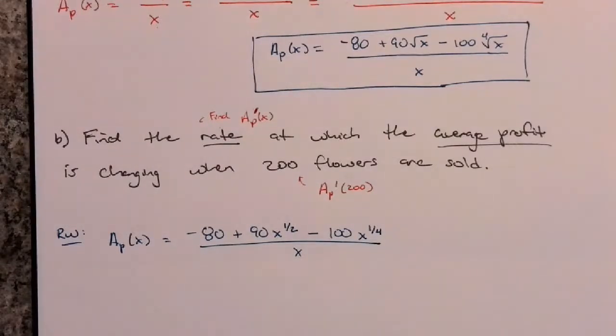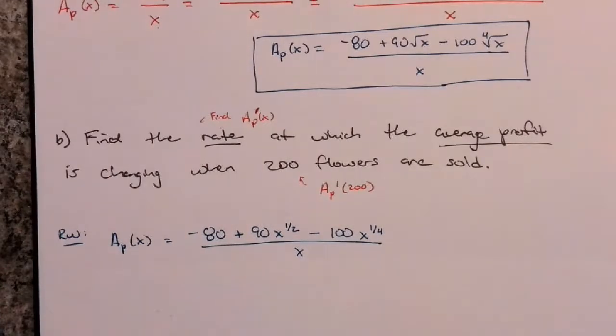And you could do this in one of two ways. I'm going to probably do it in the more complicated way because I want to show you an application using quotient rule. So I'm going to use the quotient rule here. It'll be more challenging probably to get the derivative, but it'll be easier to evaluate what we need later.